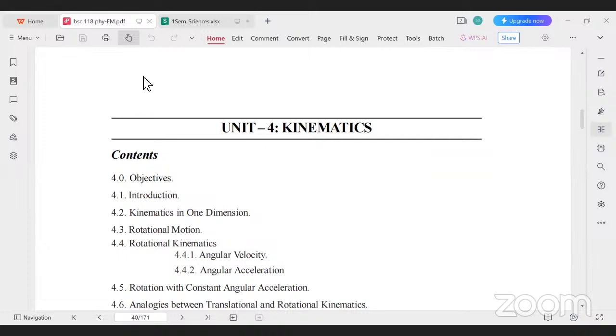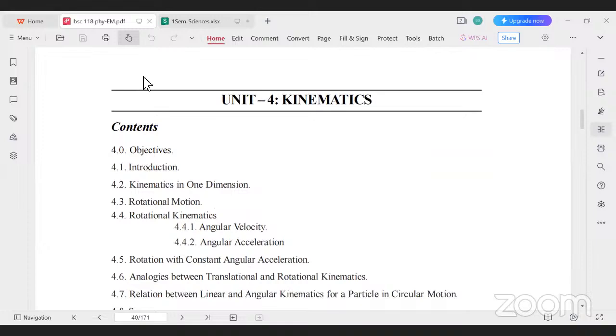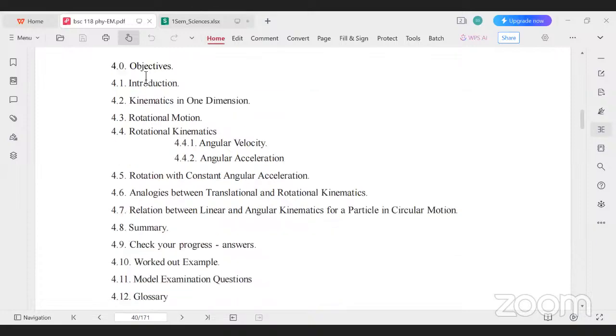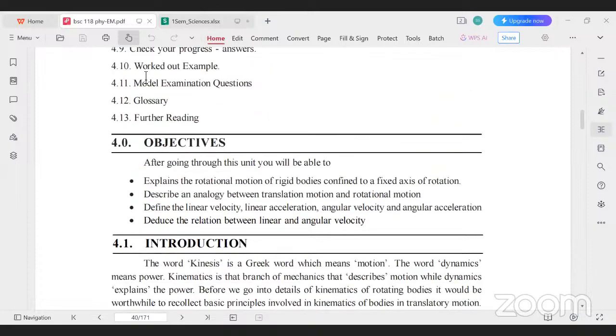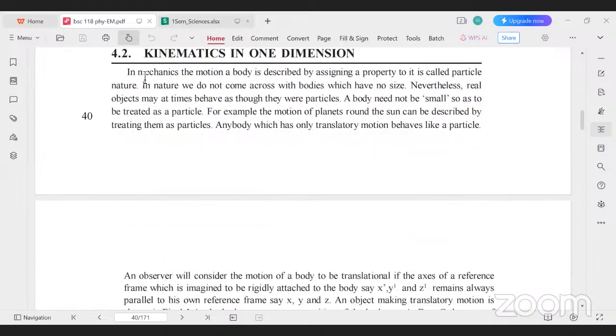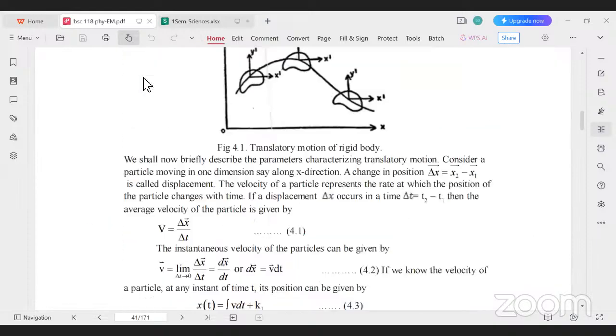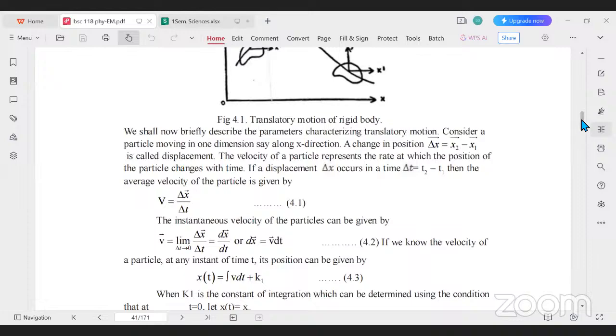Now we are going to study a rigid body. I told you what is rigid. So what is kinematics? What is rotational motion? What is rotational kinematics? All this we will discuss in your next class. With that unit, we'll complete 4 units. In the next class, we can complete another unit also.